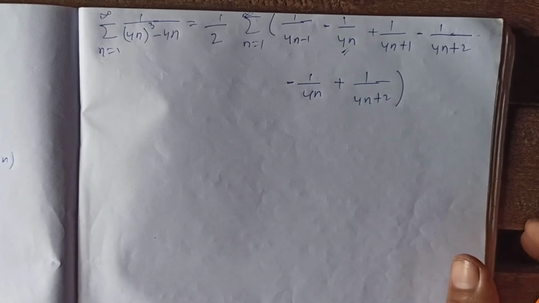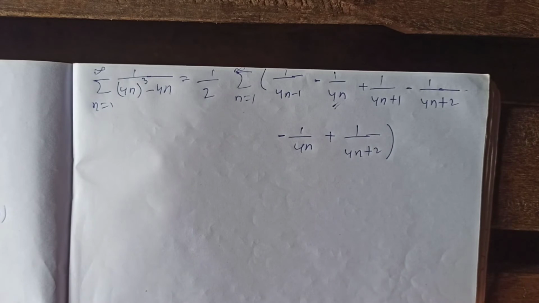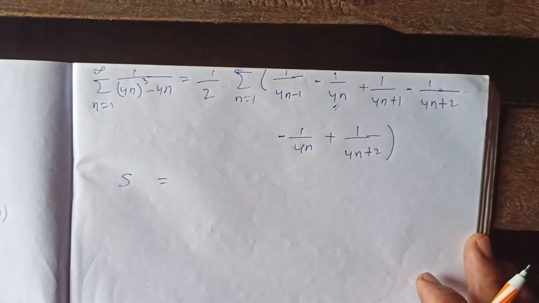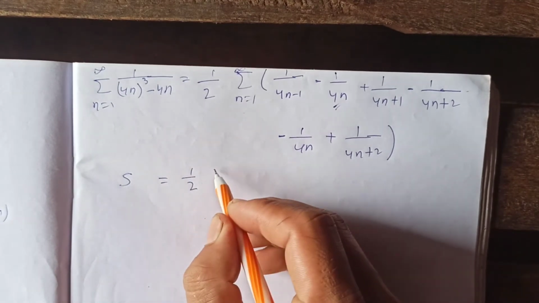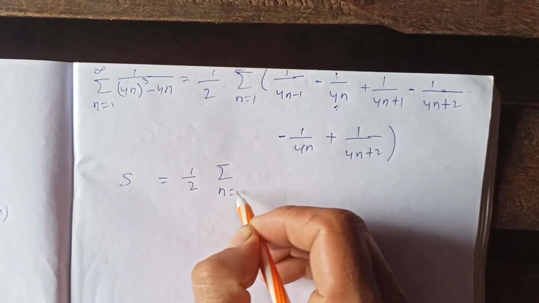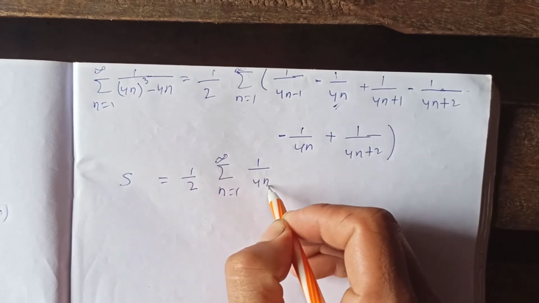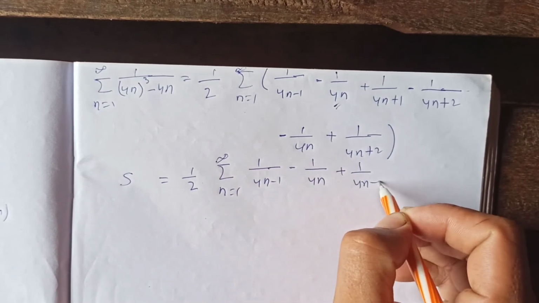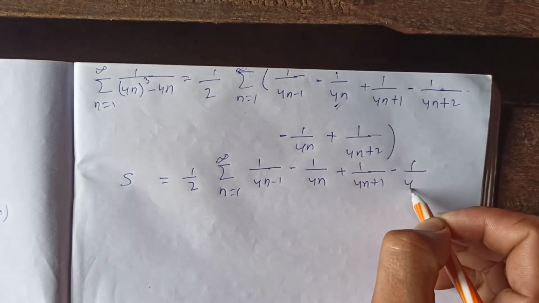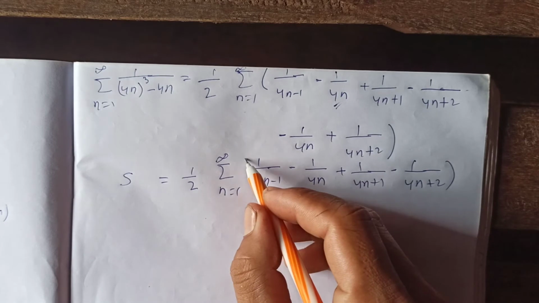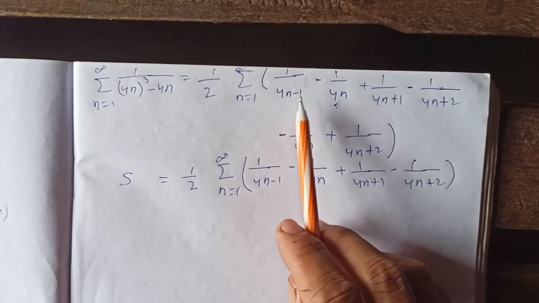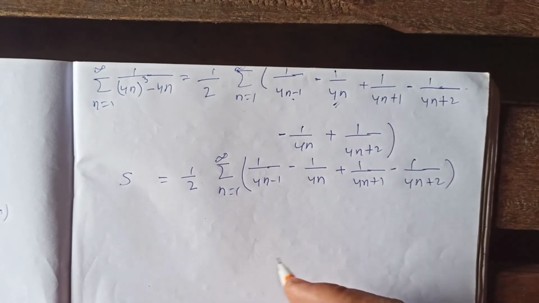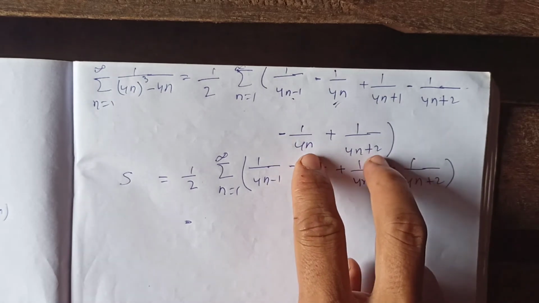Now I'm going to arrange it. Let me call our sum S, which is half the sum from n equal to 1 to infinity of 1 over 4n minus 1, minus 1 over 4n plus 1 over 4n plus 1, minus 1 over 4n plus 2. So I'm going to take this as 1, meaning this one, this and this. So this one and minus these two, I'm going to tie it together.